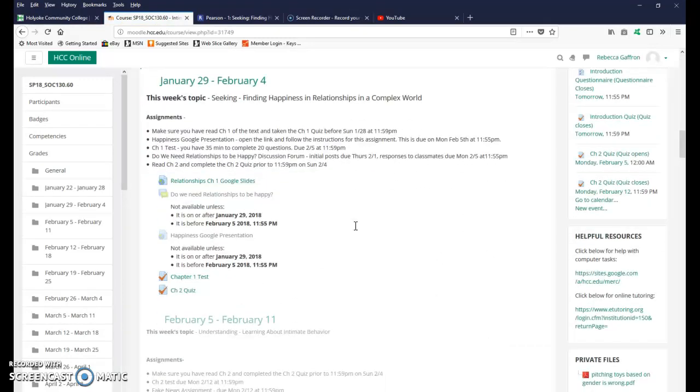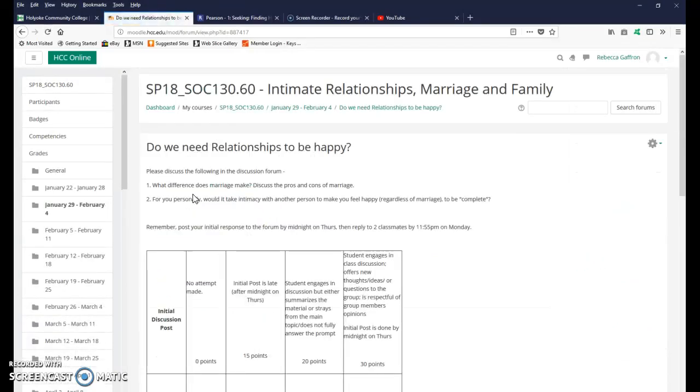So for this week, talking about seeking, our discussion forum. Do we need relationships in order to be happy? Which is really one of the main focuses around this course. We're looking at relationships in our modern world, in the context of the world that we live in. But relationships are something that tend to give people a lot of happiness and satisfaction. Despite all the feelings that we have about marriages and relationships, most Americans want to be married, and in the past would marry at some point in their lives.